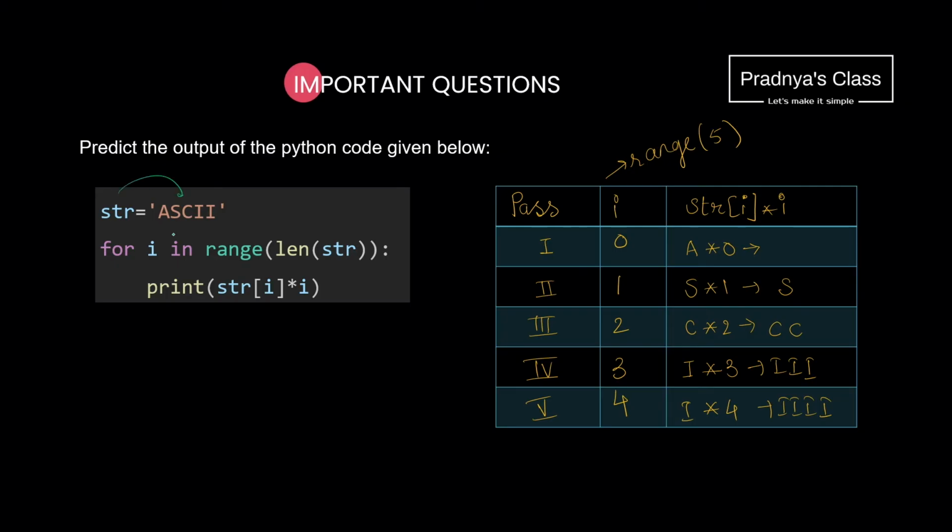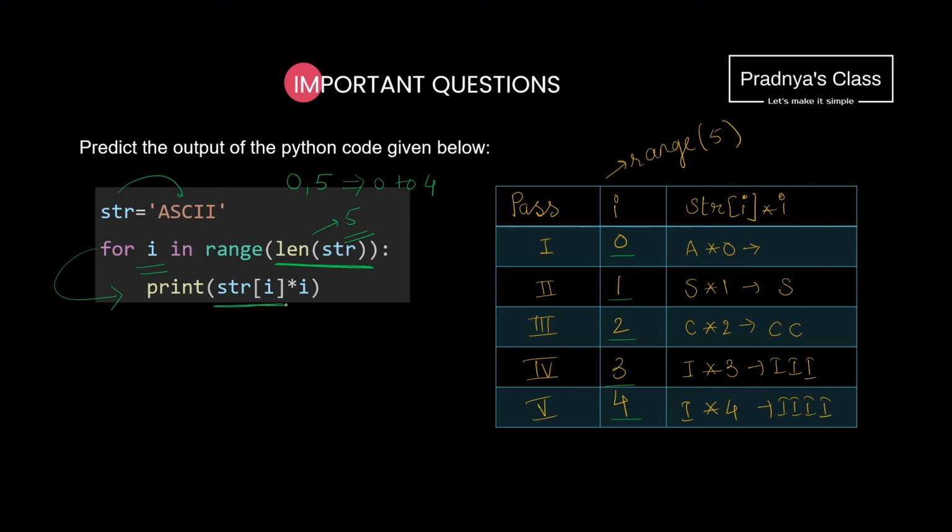Here is one string. The value of I is in range of length of string. Length of string means number of characters. There are 5 characters. So this loop will execute from 0 to 5. Ultimately it is getting executed from 0 to 4. So the values of I will be 0, 1, 2, 3 and 4. Now let's check out what we are displaying with the print statement.